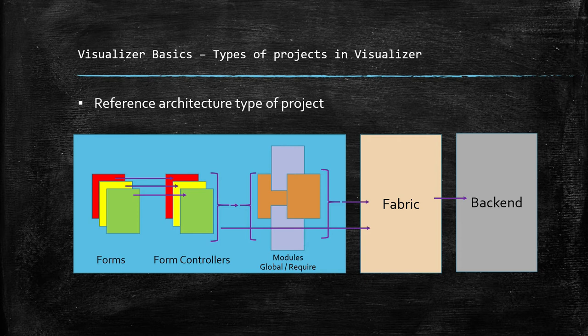Only when you navigate to a particular form or try to require a particular JS module which you have created, that particular form and form controller and the JS module that you are trying to require are loaded into the memory. So in a way, you are addressing the performance issue which we have discussed with the free form type of project. So using a reference architecture type of project is considered better when compared to the free form type of project. How would be the code flow in a reference architecture type of project?